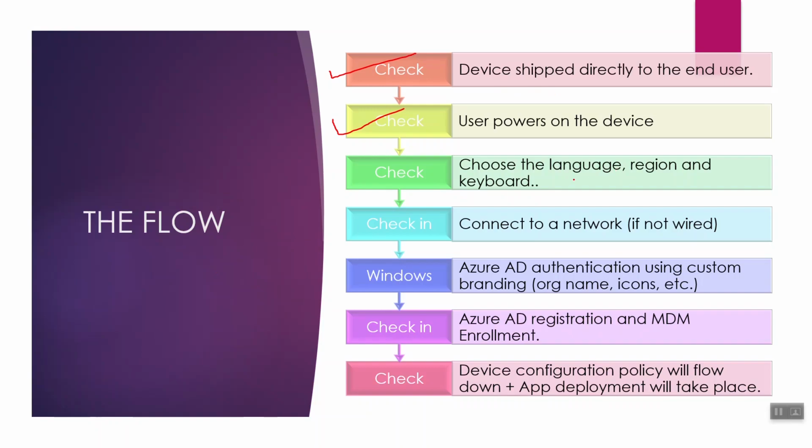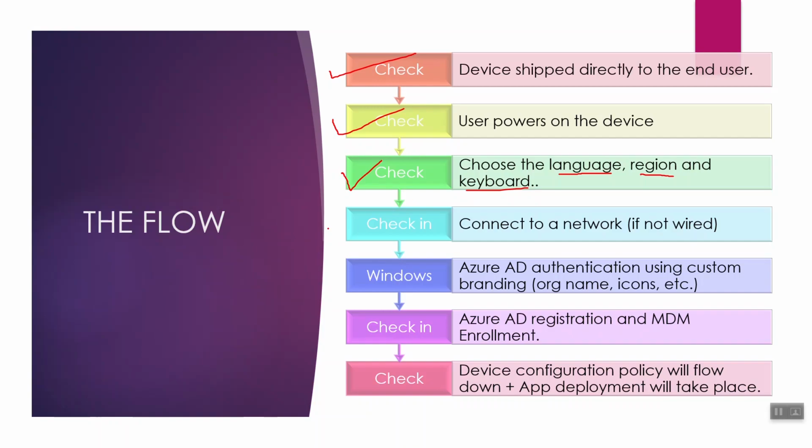It's going to ask him the language, which language is his preferred, which he would like to be displayed on the screen, which region he is from, and what format of keyboard he would like to use. So that is something which he has to select. Once he has selected that, then the device is going to check whether the device is connected to the internet or not.